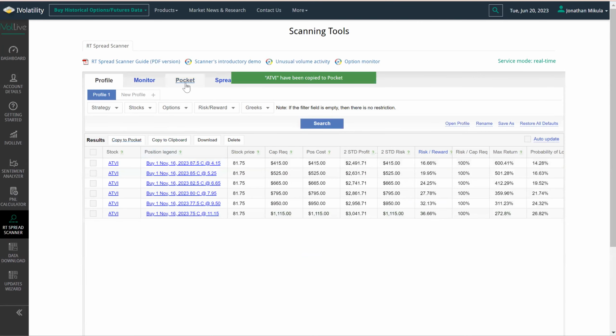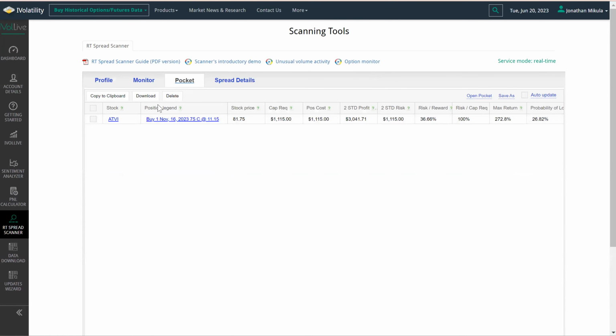And here's what that just did. If you go to this pocket, this is like our bullpen. So if you're into sports, and you have a bullpen, you have a lineup, this is where you put your lineup of trades that you're interested in. And then you can always save that, which we'll do in a moment. And then you can open it anytime you start a new session. But for now, let's go back to profile.